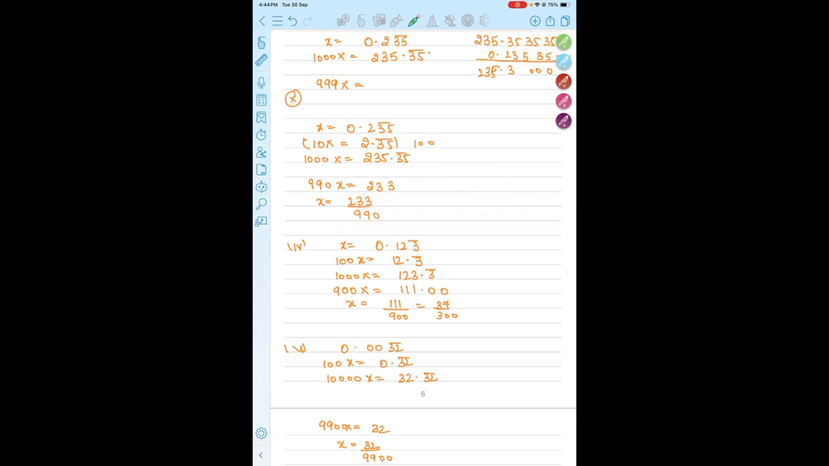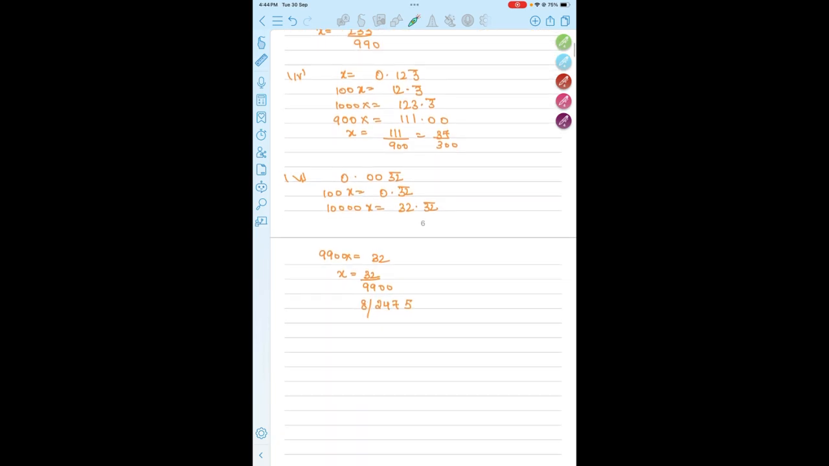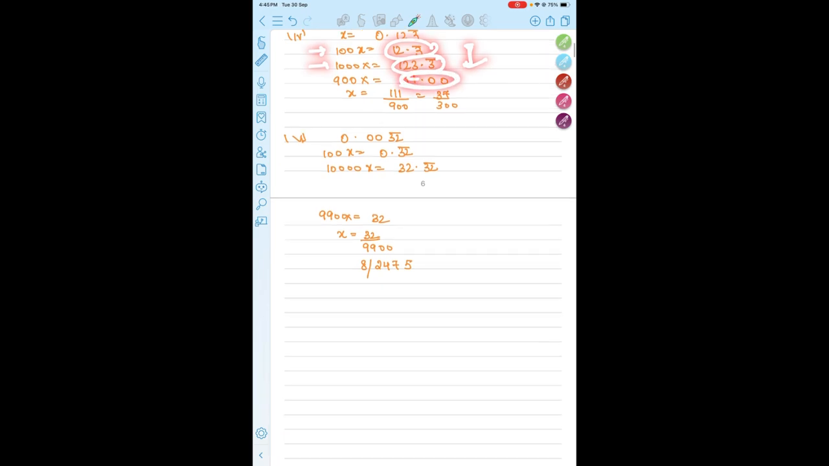It can be expressed in p by q form. Similarly, the next question is x is equal to 0.123 bar. Bar is on 3, so it is 0.1233333 and so on and so forth. So now firstly we will convert it to 100x is equal to 12.3 bar. Now 1000x is equal to 123.3 bar, and we will subtract these two in order to get a natural number here, and x can be expressed in p by q form.